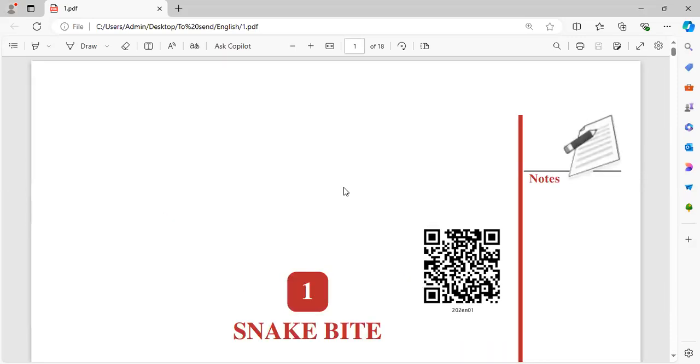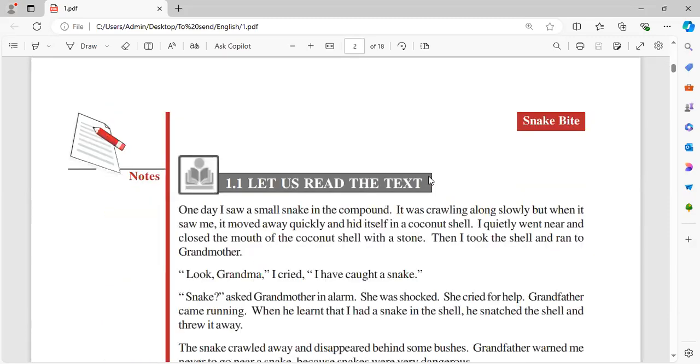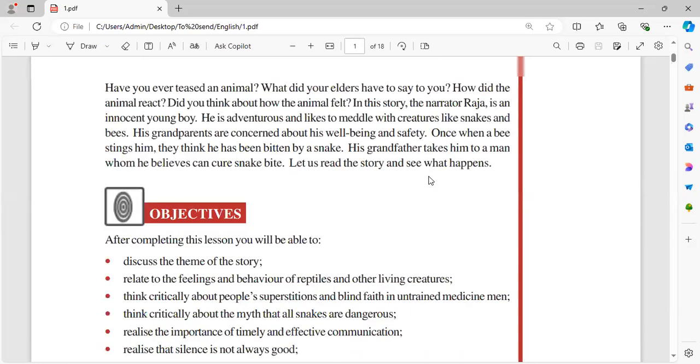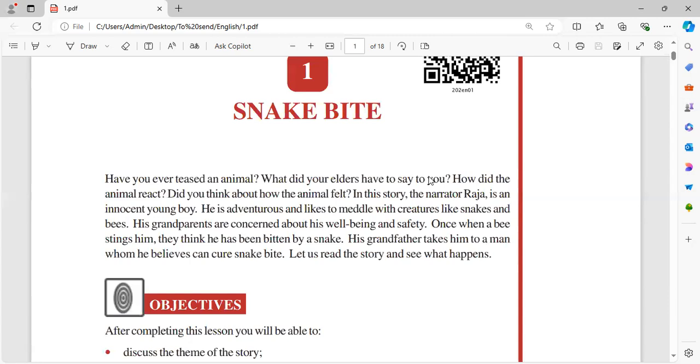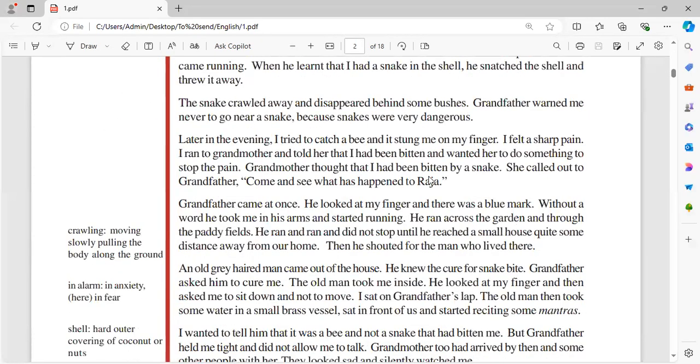Okay, so that's the end of the class. That's the end of the chapter. Our first chapter, snake bite, is over. So these were the things that we have learned. And once again, let's go from the beginning. Snake bite, you have some objectives given. And some of the word meanings are given over here.